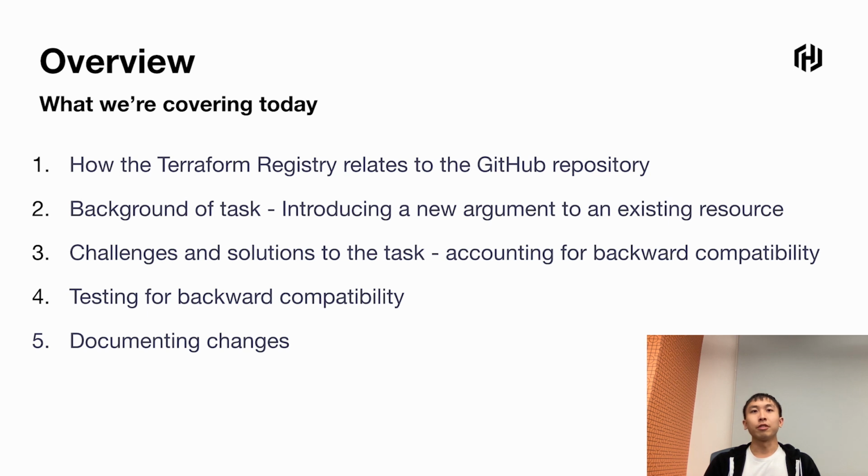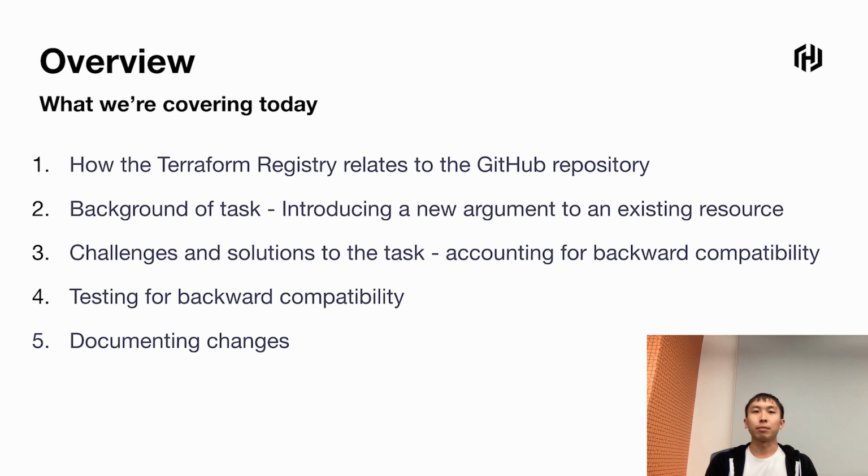So this is an overview of what we're covering today. First, we'll run through the basics, how the Terraform Registry relates to what we see in the GitHub repository, as well as the API documentation. Next, we'll go through the background of the specific task, and this task is used as an example of how we introduce a new argument to an existing resource and ensure backward compatibility. We'll talk about some of the challenges faced when coding for this particular task, as well as solutions to these challenges, and how these solutions ensure that there's backward compatibility for the various arguments that are introduced.